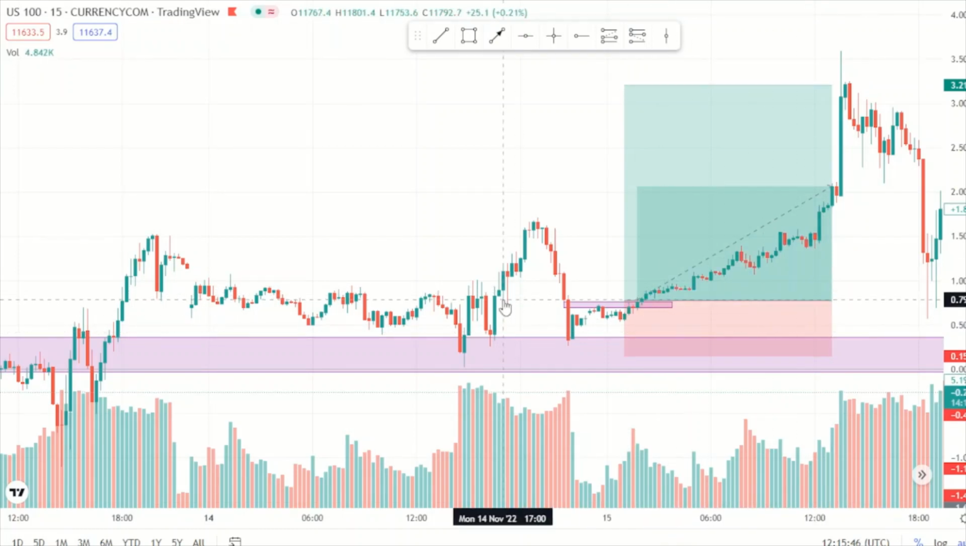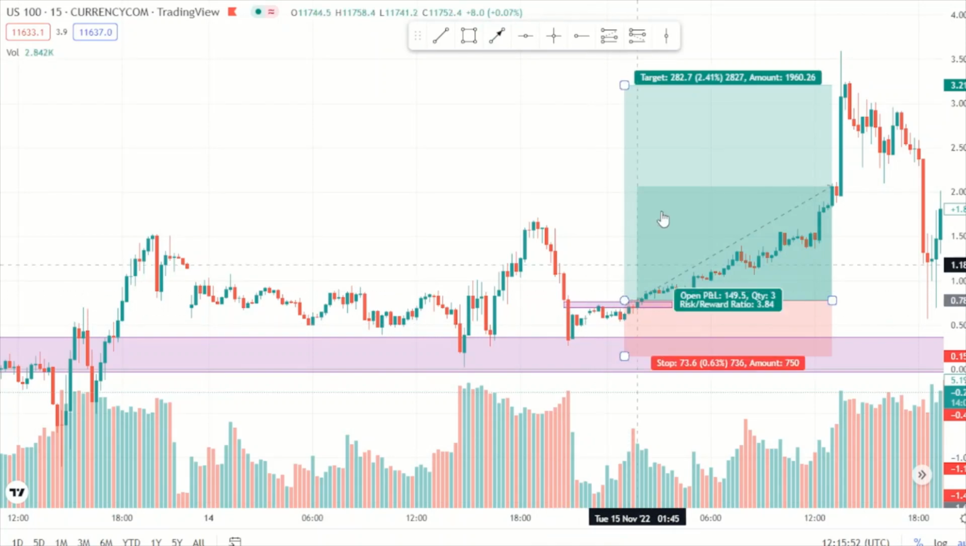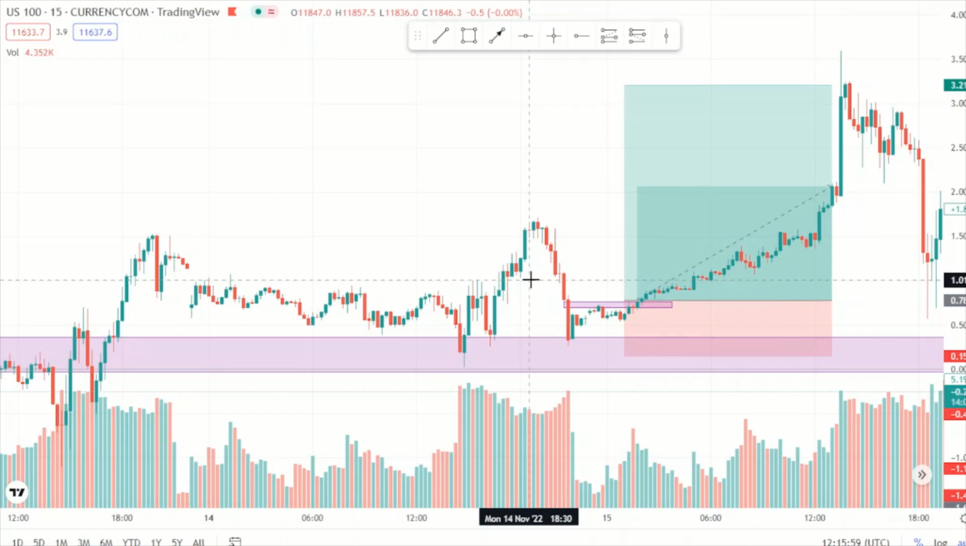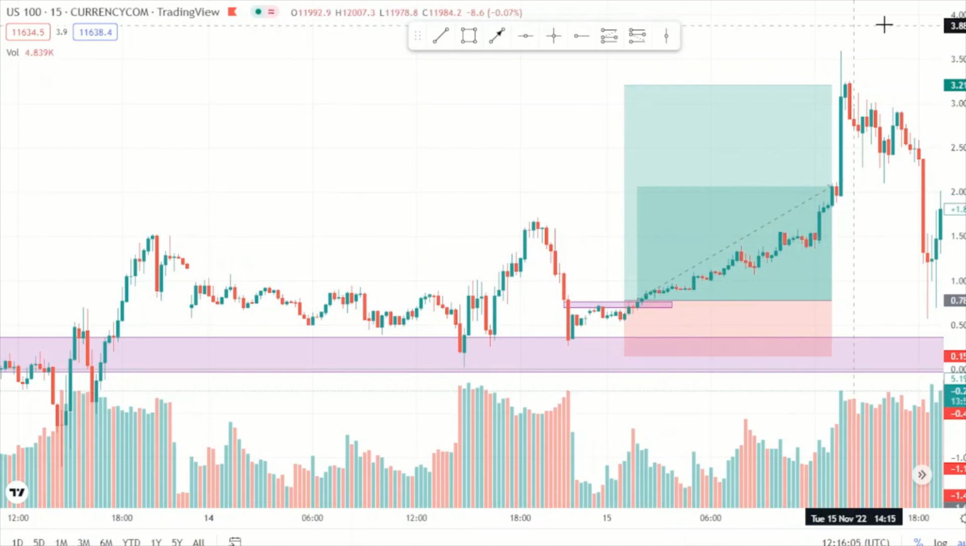Whenever there's a consolidation, price can break out on either side. That's why I use buy orders or sell orders. For this case, it's a buy order.